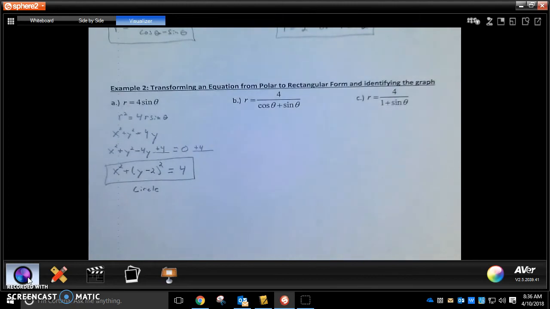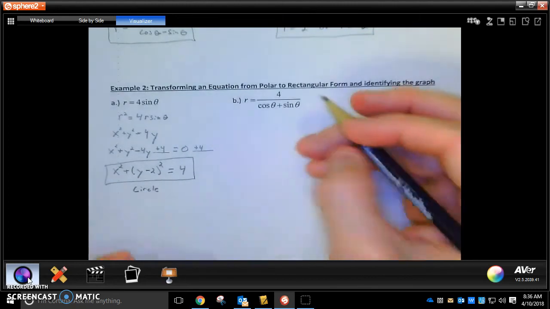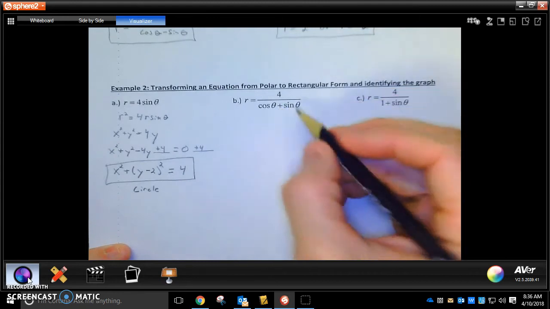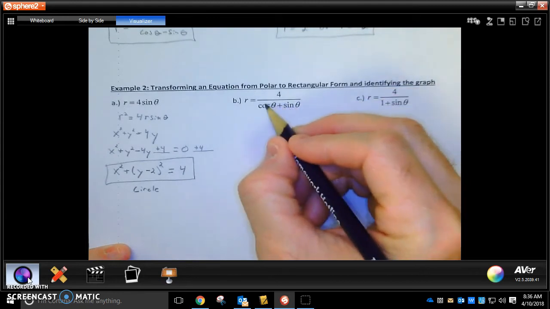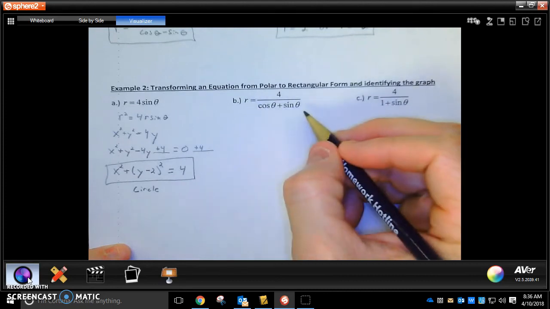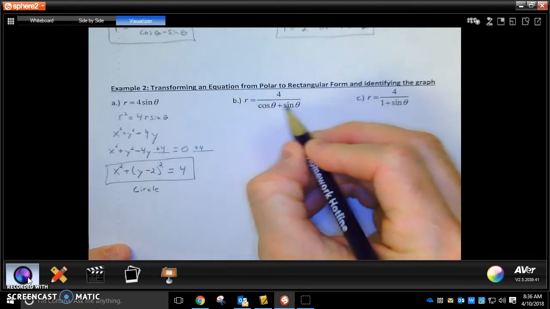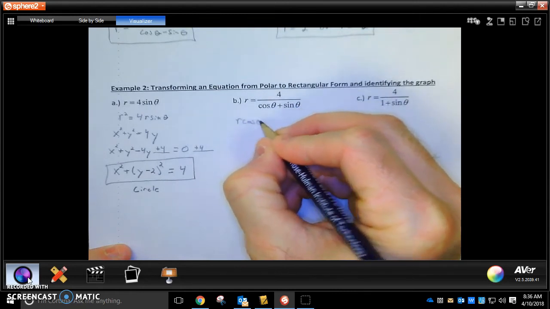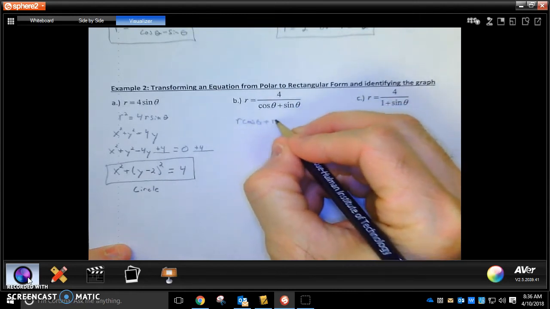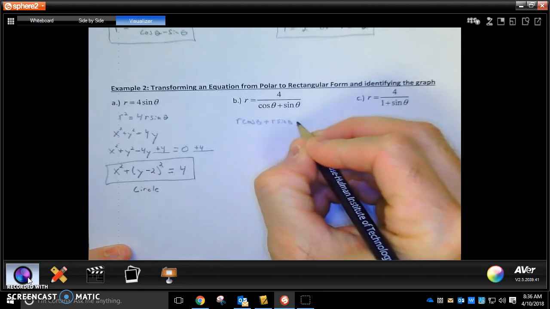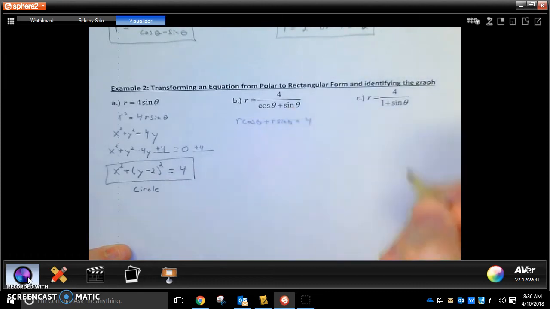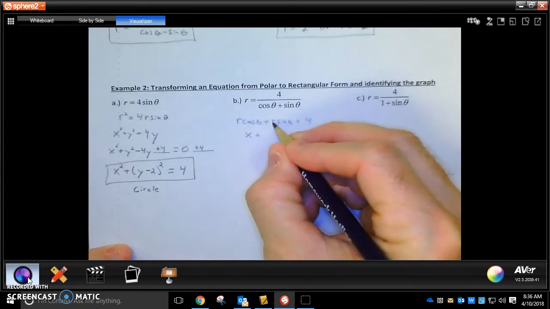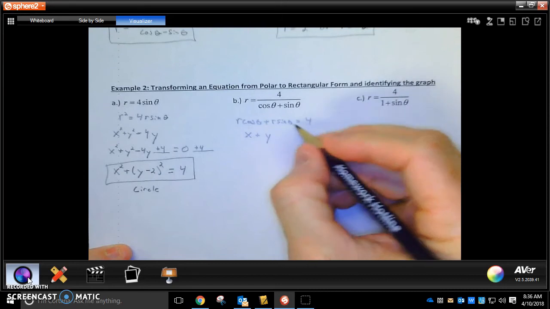Okay. The next one is, well, we don't know what it is yet. So let's take this. First thing we want to do is we have a fraction. We don't like fractions, so let's cross multiply. Now when we cross multiply, we have to distribute. That r is going to multiply both of these. So that's going to give us r cosine theta. It's also going to give us r sine theta equals 4. But r cosine theta is x, r sine theta is y.